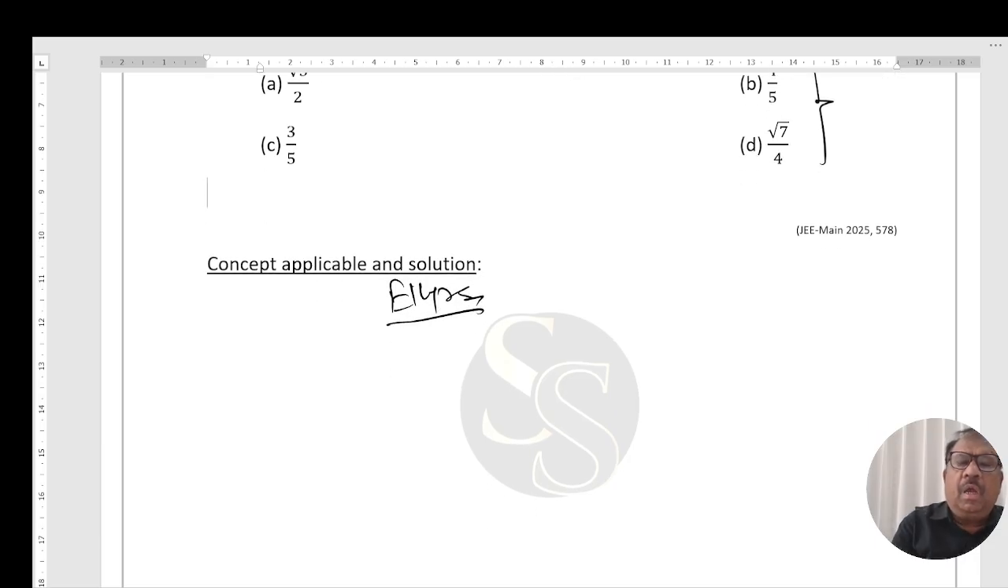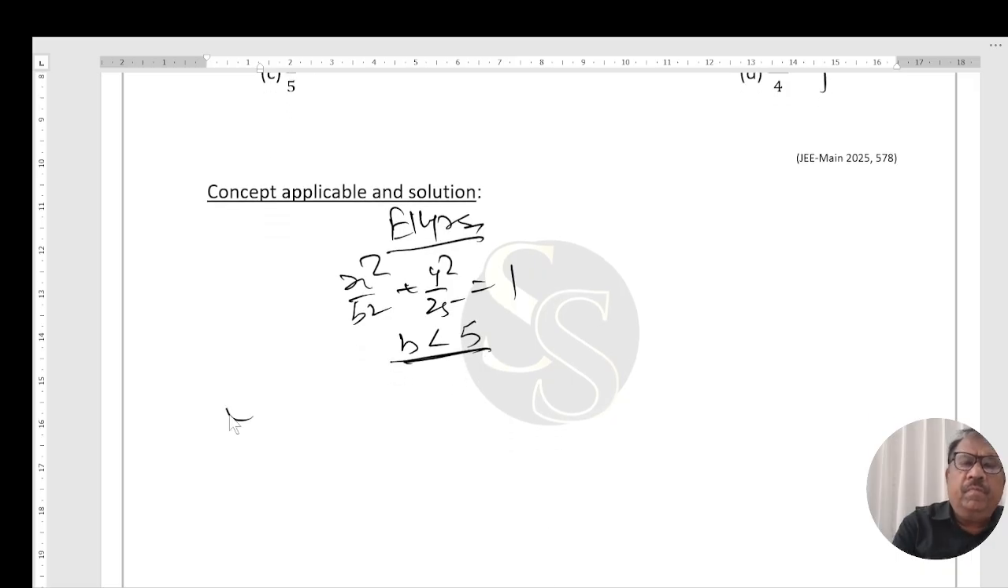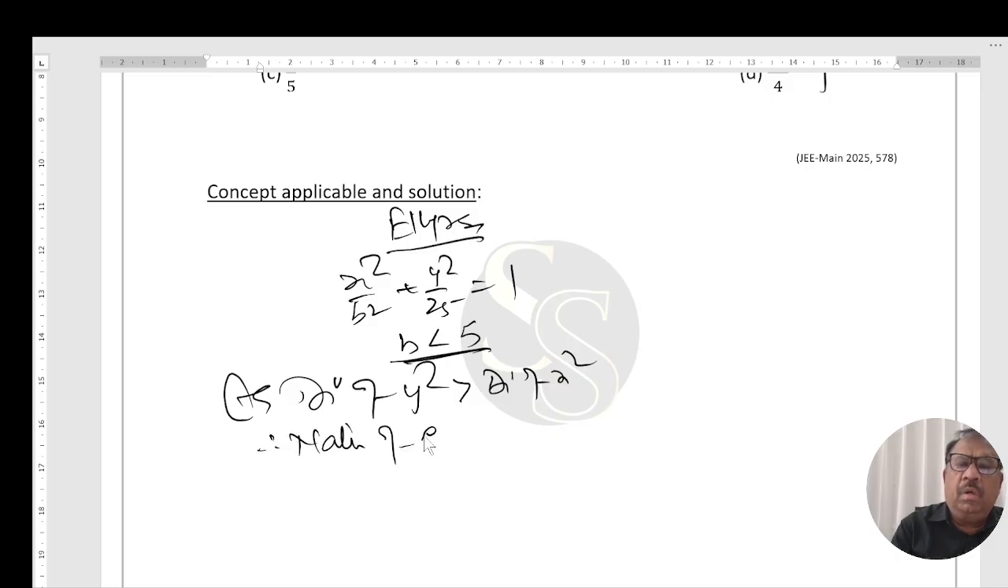The ellipse is x square upon b square plus y square upon 25 equal to 1, and given that b is less than 5. As the denominator of y square is greater than the denominator of x square, therefore the nature of the ellipse is vertical.